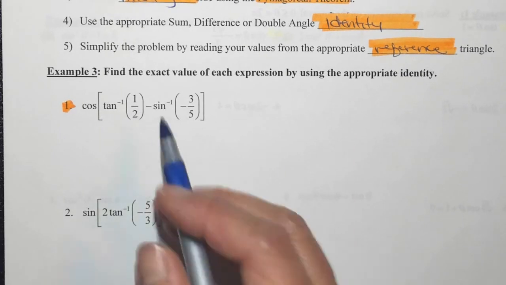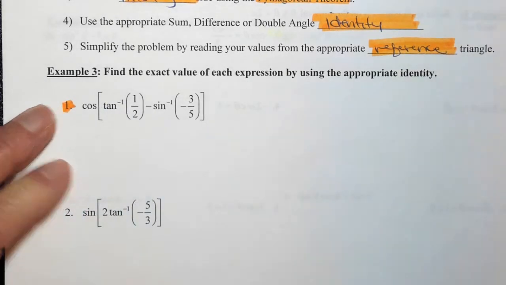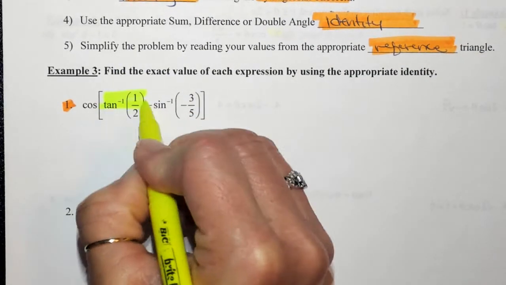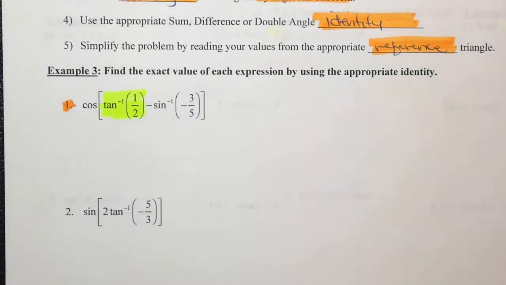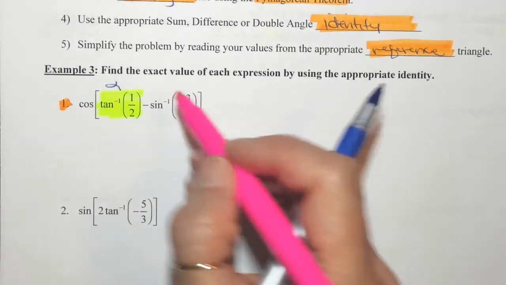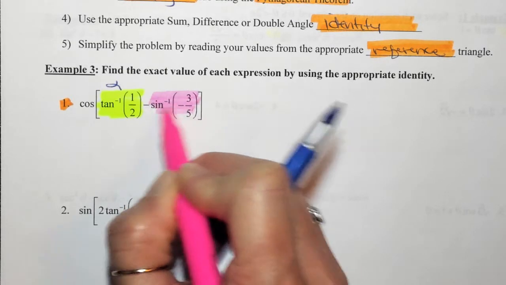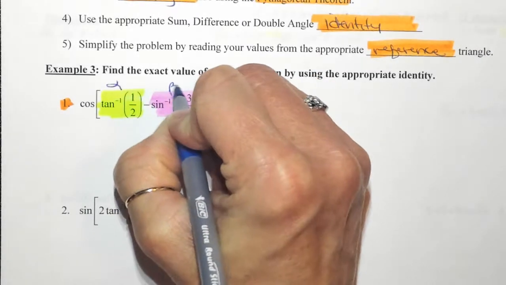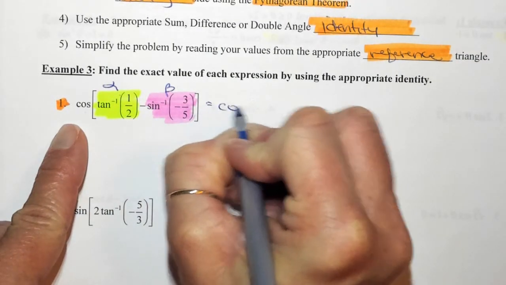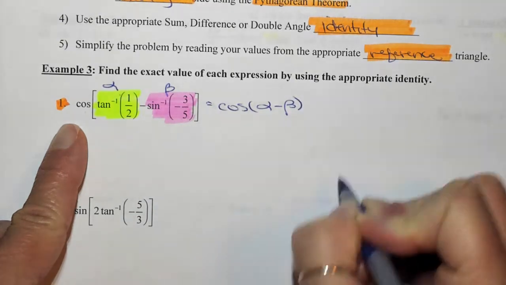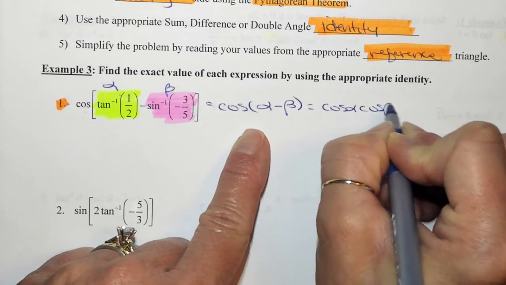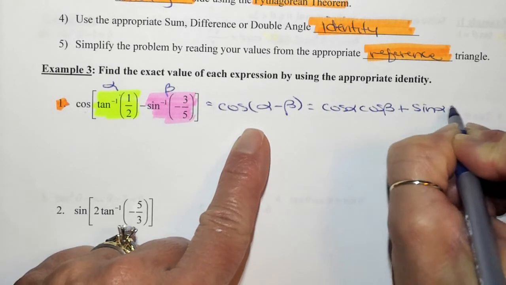So, first of all, let me highlight this. This right here is going to be my alpha, and this right here is going to be my beta. So this is alpha minus beta, and this is cosine. So what we have here is the cosine of alpha minus beta. If you remember, the identity is the cosine of alpha, cosine of beta, plus sine alpha, sine beta.